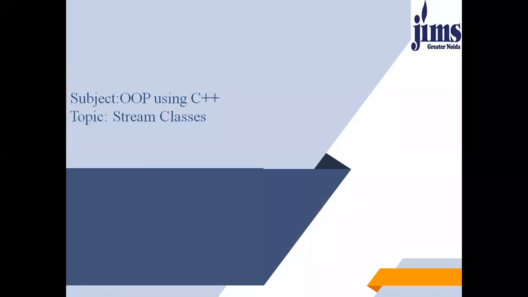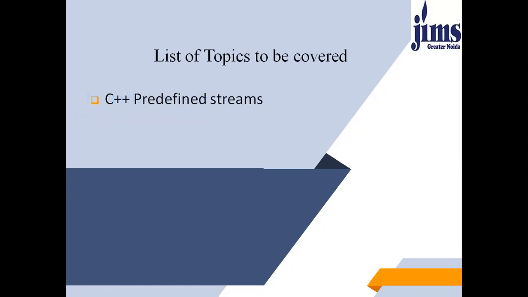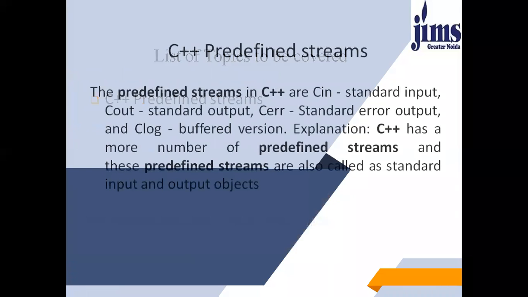We'll be going to study about stream classes in today's lecture. We'll be going to study C++ predefined streams. So the predefined streams in C++ are cin, which is the standard input, cout, the standard output, cerr, that is the standard error output, and clog, that is the buffered function.